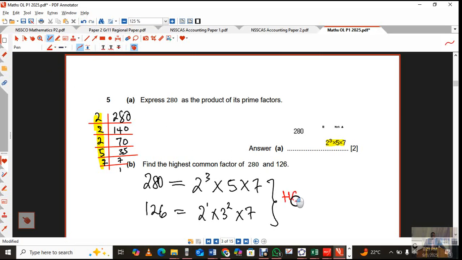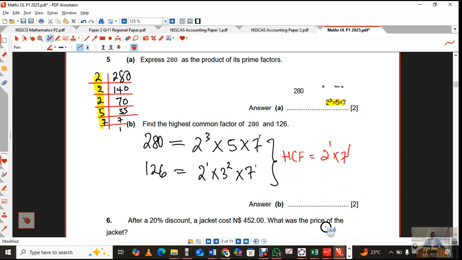So the highest common factor is 2 to the power 1. There's a 3, there's no 3 over there, and the next one that we're going to choose is just the 7. So this answer is just 2 times 7, which is 14, and 14 is the highest common factor.